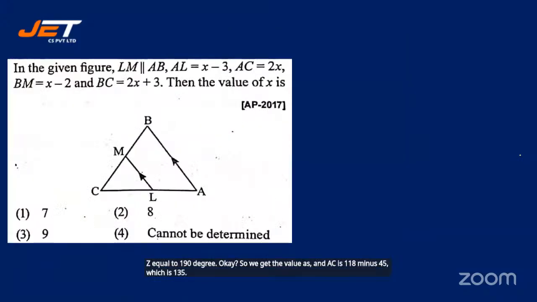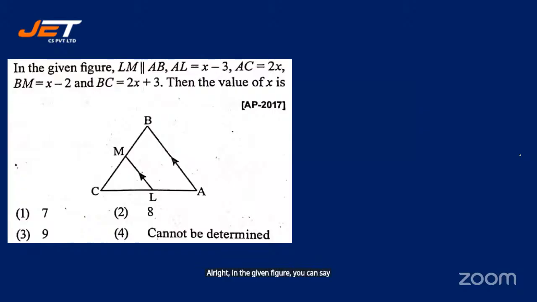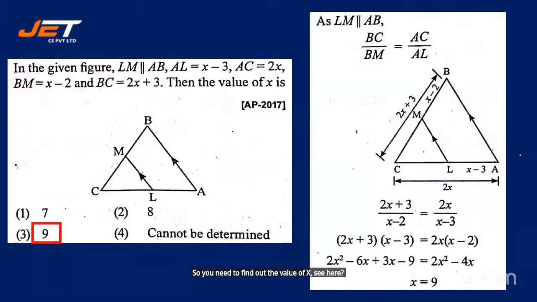All right. In the given figure, you can say LM is parallel to AB. AL is equal to x minus 3. AC is 2x. BM is x minus 2. BC is 2x plus 3. So you need to find out the value of x. See here, you can see that BC by BM is equal to AC by AL. So when you substitute the values, you get the value as 9.